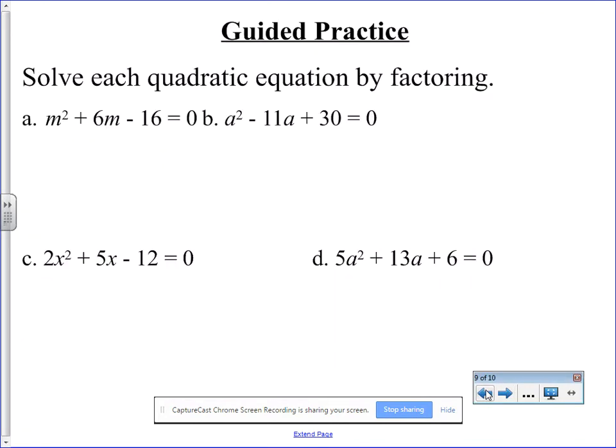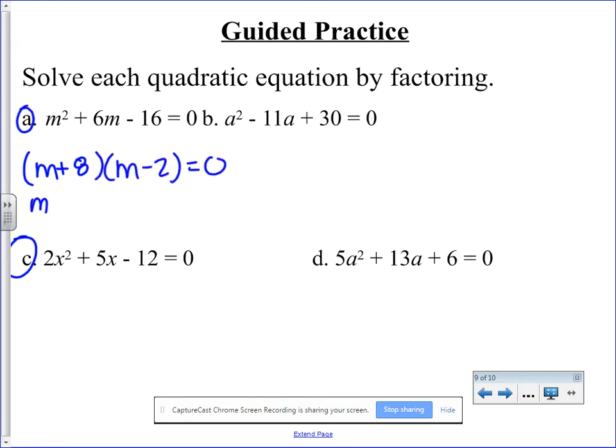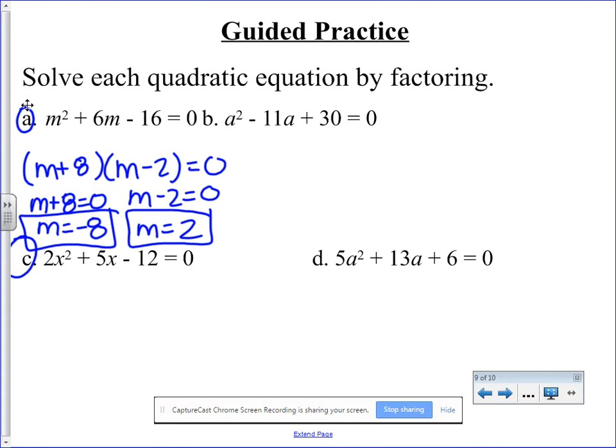Okay, I am only going to do a couple of these. I think I'll do 2 of these so that I have time to get to the back. I'm going to do A and C. I'm going to come up with the answers, and you're going to do the others on your own. So for example A, x is equal to negative 8 and positive 2. And for example C, I need to use AC split.